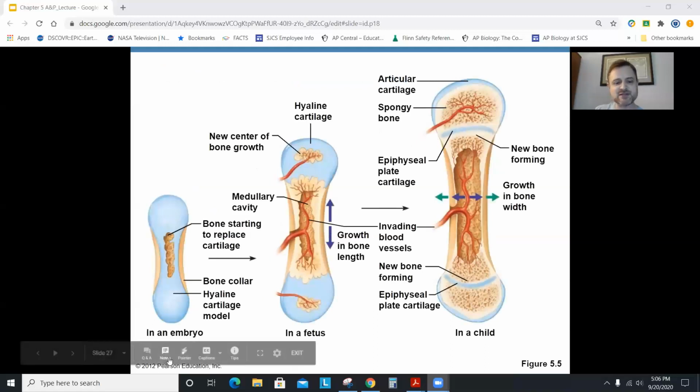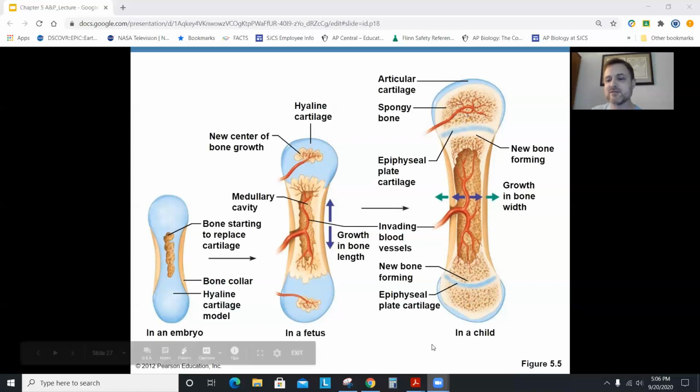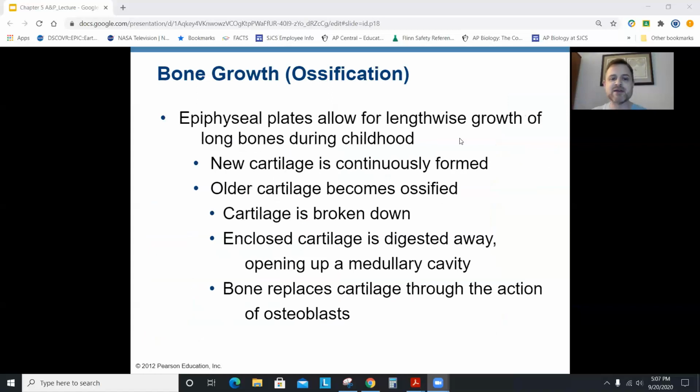So here's an embryo. Here's a fetus. Here's a child that's been born. You can see the bone's largely cartilage, and what's left. Say this could be a 10-year-old kid. You have the cartilage at the ends of the bone, which you'll have as an adult too, but you also have this epiphyseal plate, this line. There's two of them, obviously, in a long bone, where the bone can grow lengthwise. All right, let me go back where I was before. So basically, the epiphyseal plate allows for bones to grow longer during childhood.